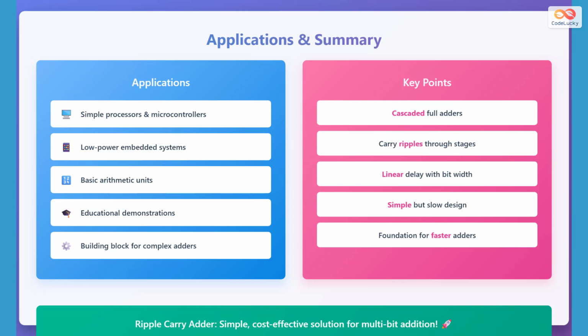Key points to remember. The ripple carry adder uses cascaded full adders. The carry ripples through the stages. It has a linear delay with bit width. It is a simple but slow design. And it is a foundation for faster adders. In conclusion, the ripple carry adder is a simple, cost-effective solution for multi-bit addition.